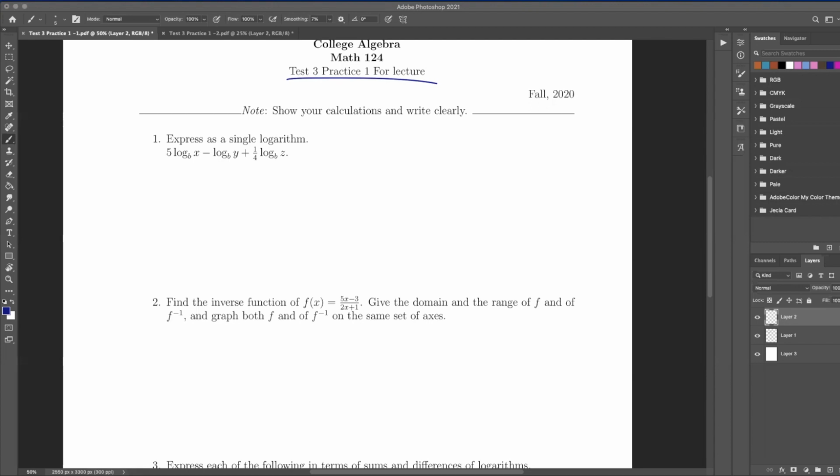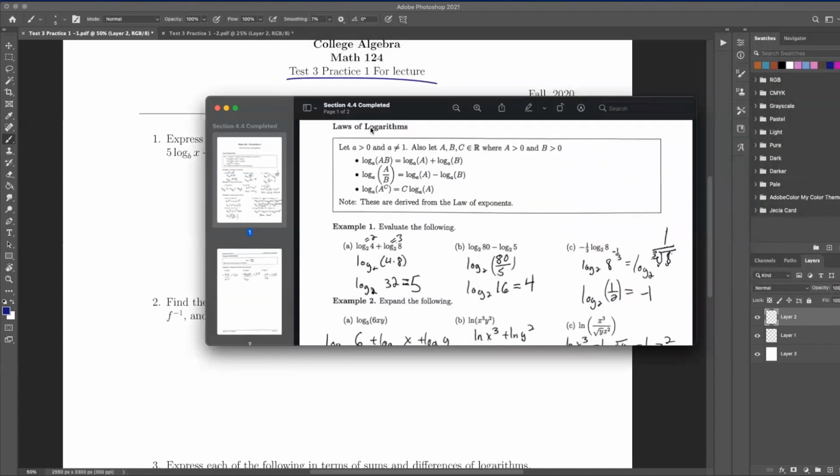This will have them. This one. There we go. All right, so I want the other log rules too. Here we go. This is what we want. Make sure you have these log rules handy.